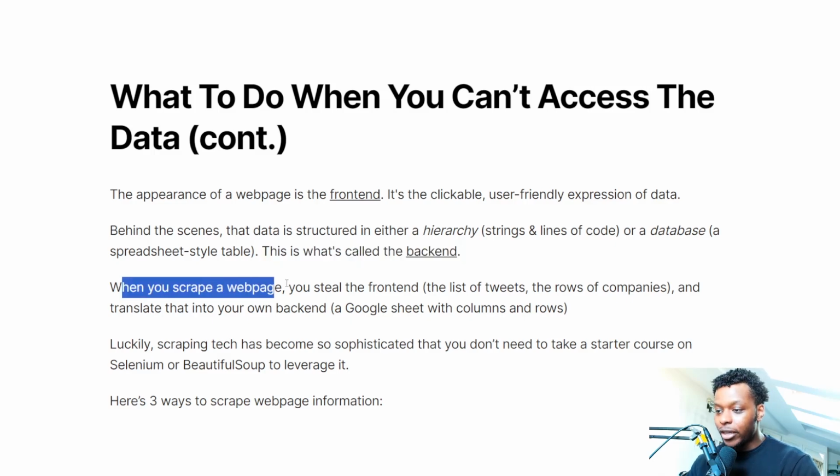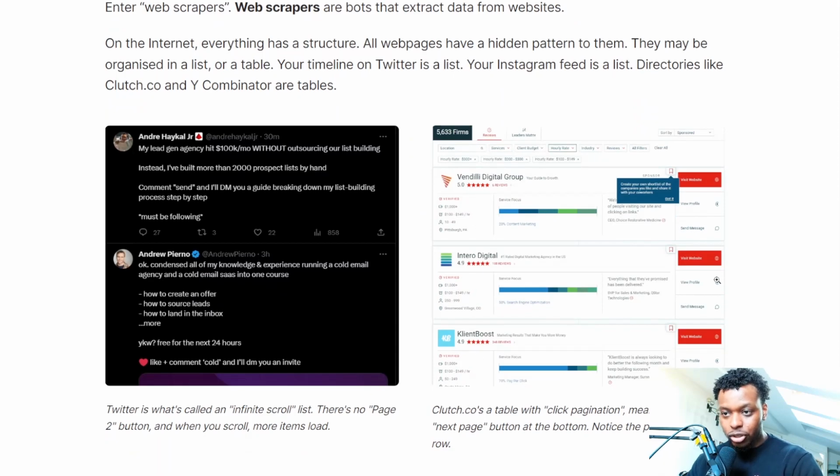So when you scrape a web page, you steal the front end and you translate that into your own back end. So when I scrape this Clutch search, it's a click pagination database. I'll get all of the names and all of the service focus, as you can see here, the price of the scope, the price per hour, the company size, the website link, their latest testimonial, their description, which would be inside the page, all of this stuff. I can have that lined up in a database if I scrape it using particular scrapers.